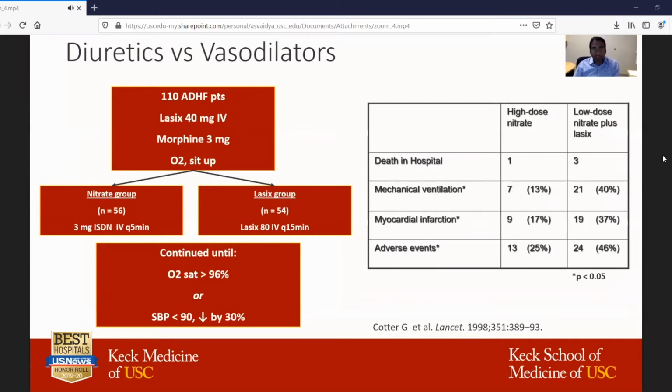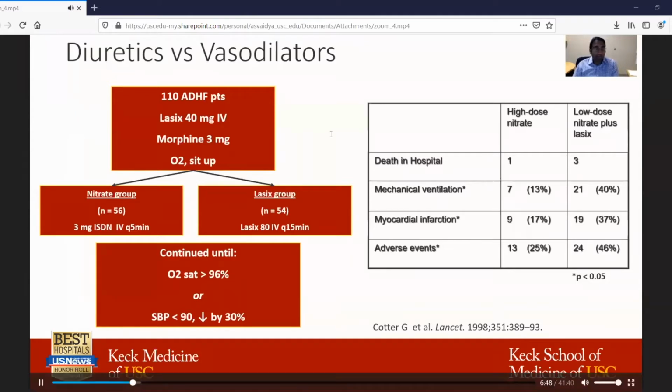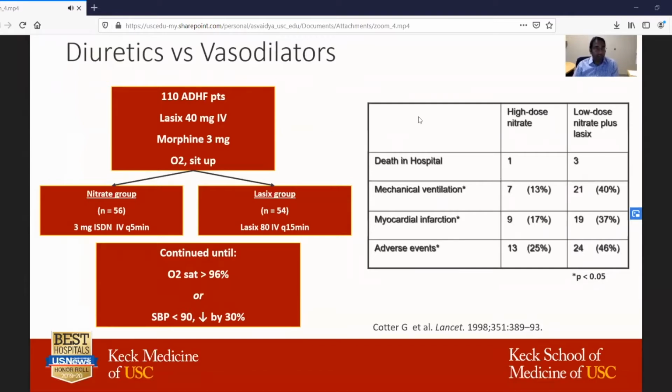So this is a study that was published over 20 years ago, of 110 advanced heart failure patients that presented with decompensated heart failure, and they were given your LMNOP up front: your Lasix, morphine, nitrates, oxygen, and positioning. But they were just randomized to either receive Lasix at very high doses, at 80 milligrams IV every 15 minutes, or nitrates, 3 milligrams IV every 2 to 5 minutes. That's in addition to the initial 40 milligrams IV that everybody's getting.